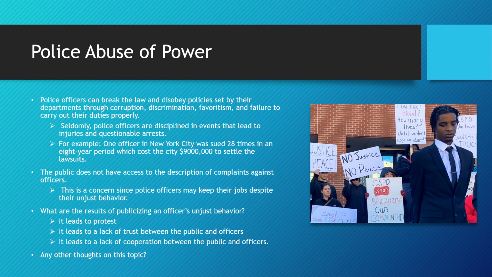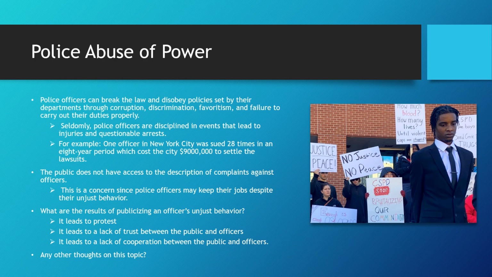Another example would be Officer Derek Chauvin, who killed George Floyd, since he was subject to 18 prior complaints to the Minneapolis Police Department and was reportedly disciplined for only 2 of those complaints. It is important to note that the public does not have access to the description of complaints against officers, which is a concern since police officers may keep their jobs despite their unjust behavior, which feeds into why the media coverage on police abuse of power angers the public so much.